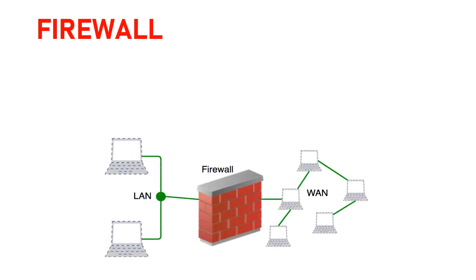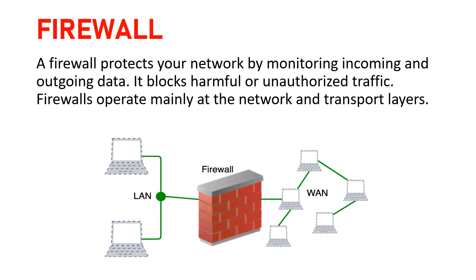And finally, firewall. A firewall protects your network by monitoring incoming and outgoing data. It blocks harmful or unauthorized traffic. Firewalls operate mainly at the network and transport layers.